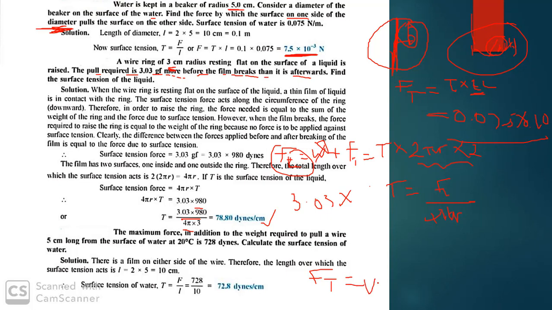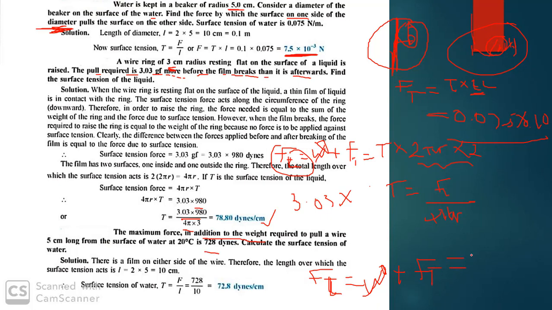Kwamba lift force ni sawa na weight plus force ya surface tension. Hatujapewa weight, so it is just safe to ignore. Na bahati nzuri amekwambia maximum force in addition to the weight. Akishakwambia in addition to the weight, maana yake anataka tu force ile ambayo utamuongezea weight ili kuform the lift force, okay, the lift force. So tunayo lift force tumeambiwa ni 728 dynes.